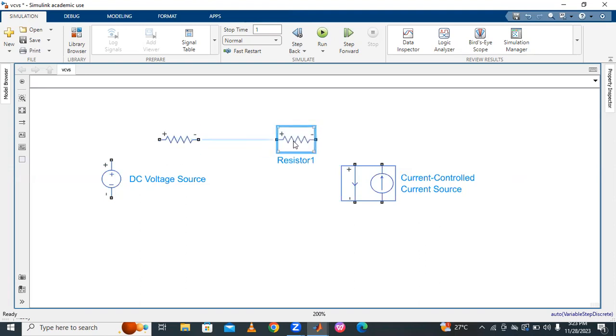And take another resistor, and here is the resistance. These are the branches in the electrical network, connected in this way. Okay, so this connects to this terminal like this.